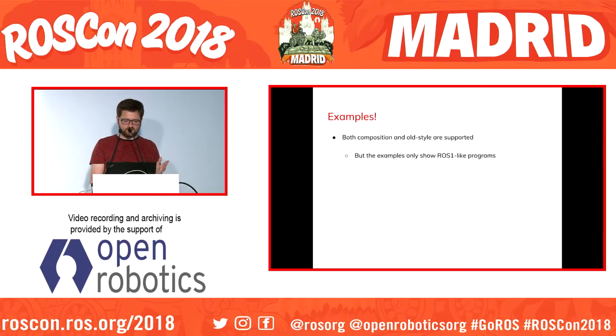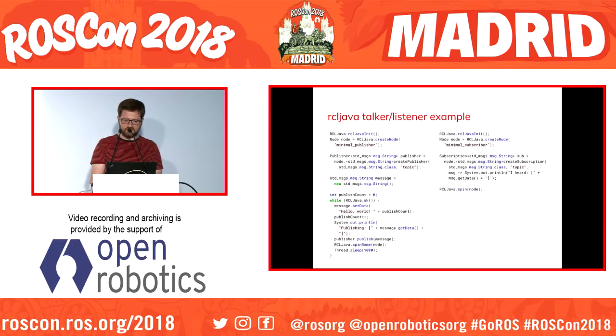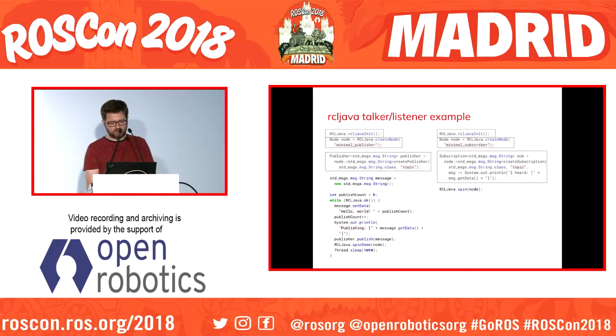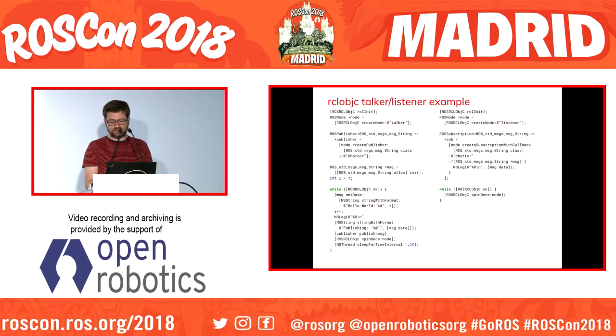I'm going to show a few examples. I'm going to go pretty quick. I chose to present the examples similarly to ROS1, but composition is also supported in the bindings. They do the same structure. We initialize ROS2. We create a node. We create an entity, a publisher, and subscription. And we just let the event loop take control. That's likewise with Objective-C. It's the same.